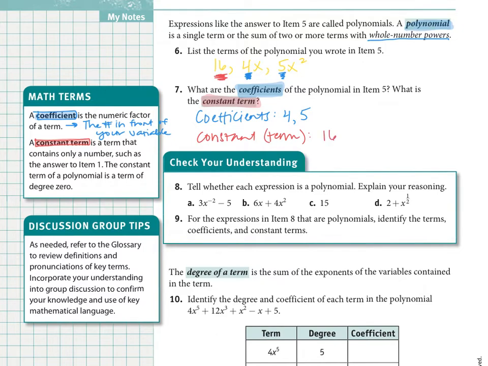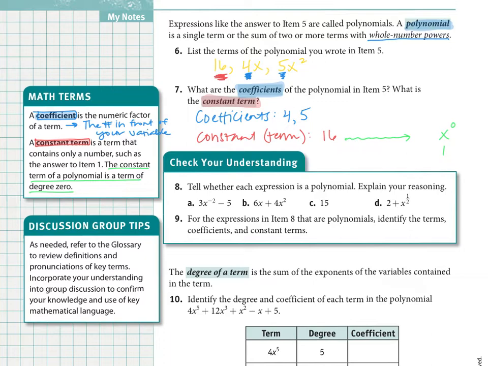Now, I'm going to go off to the side and explain what it really means for the constant term of a polynomial to be a term of degree 0. So let's think off to the side. Think back to our exponent rules. Think back to what it means if we had a 0 exponent. So we know if we had 0 as our exponent, this whole term changes to 1.